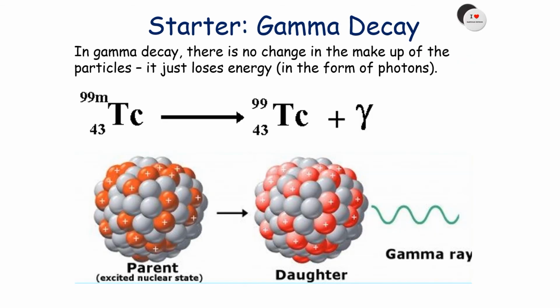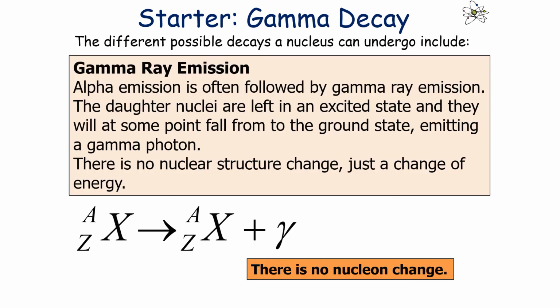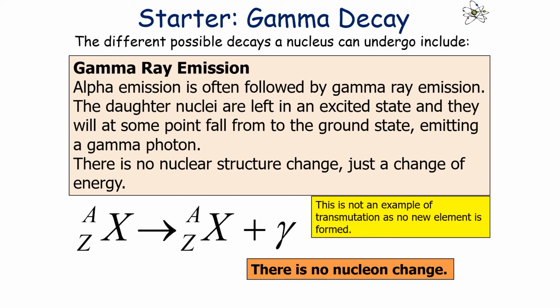Now, gamma decay has no change in the makeup of the nucleus, it just loses energy in the form of photons. So alpha emission is often followed by gamma ray emission. The daughter nuclei can be left in an excited state after alpha emission has taken place, and at some point they'll fall to their ground state, emitting a gamma photon. So there's no nucleon change, just a change of energy. So it's not an example of transmutation as no new element is formed.